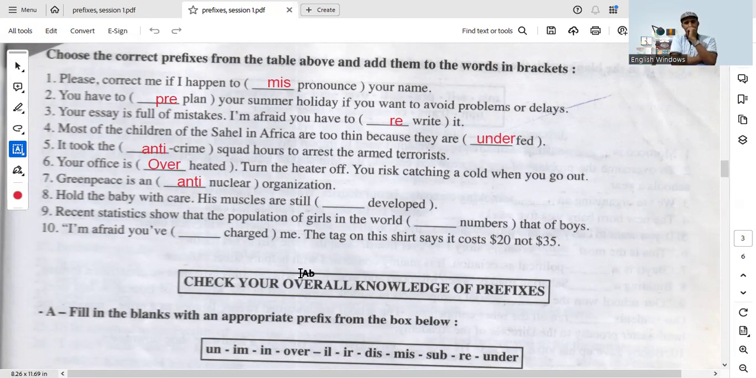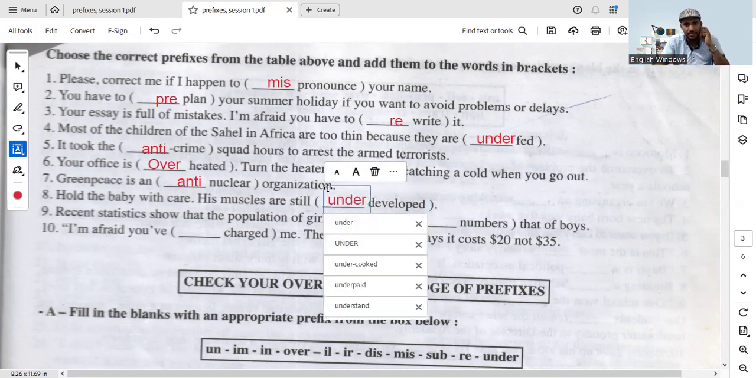No, underdeveloped. Underdeveloped. His muscles are underdeveloped, right?